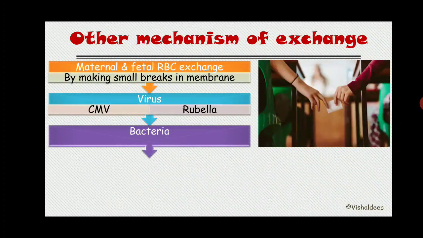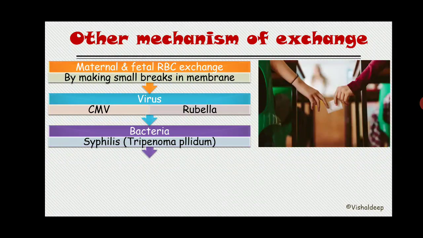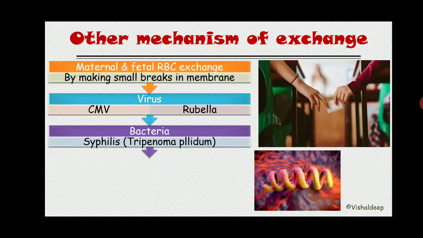Certain bacteria will eventually enter inside the fetal circulation, that is syphilis. The name of the syphilis bacteria is Treponema pallidum. Let me show you a picture of the Treponema pallidum. It is the bacteria of syphilis. It is a spring-like structure.